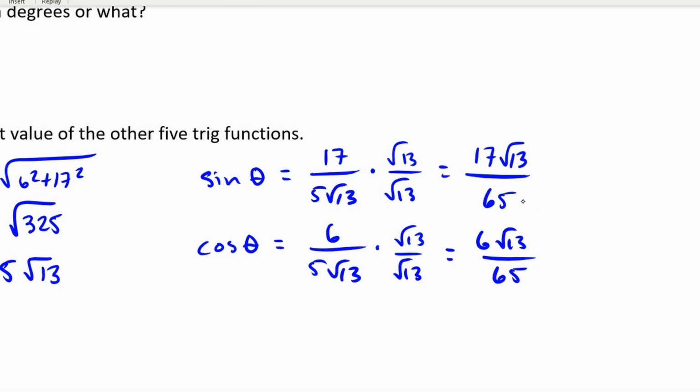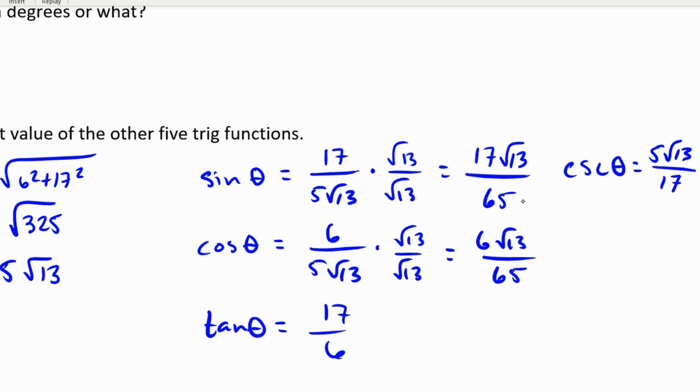Now, tangent's going to be pretty simple. Tangent of theta, we just need the reciprocal of cotangent, so 17 over 6. And then if we want cosecant of theta, cosecant, we could just take the reciprocal of our original, so 5 square root of 13 over 17. And for secant of theta, again, we could take the reciprocal of cosine and get 5 square root of 13 over 6. So that's how we can get the other 5 trig functions.